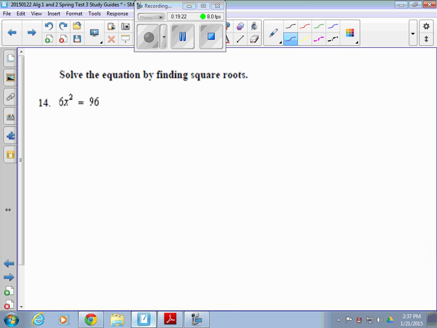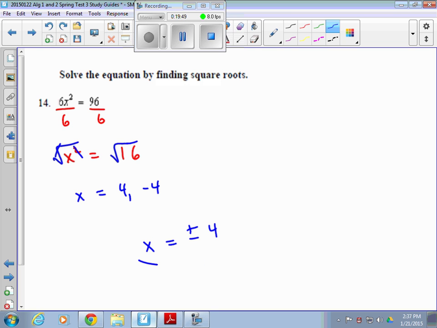Solve by finding square roots. First thing you need to do is divide to cancel out this multiplication of 6. X squared equals 6 goes into 9 one time, 3 is left over, 6 goes into 36 6 times. So you have x squared equals 16. Take the square root of x squared to cancel it out, and it'll give you x equals the square root of 16, which is both 4 and negative 4. Remember, you can write that as x equals plus or minus 4.